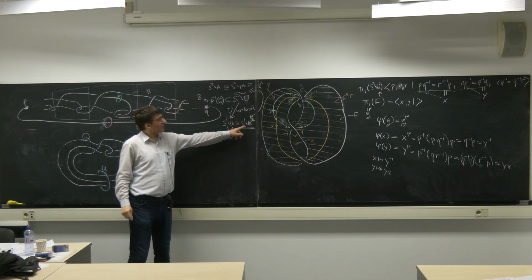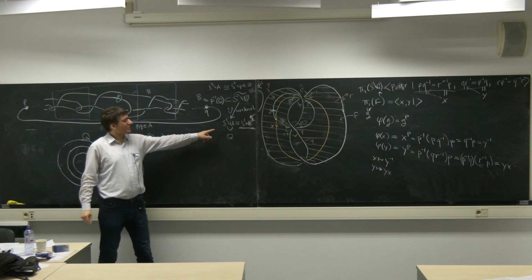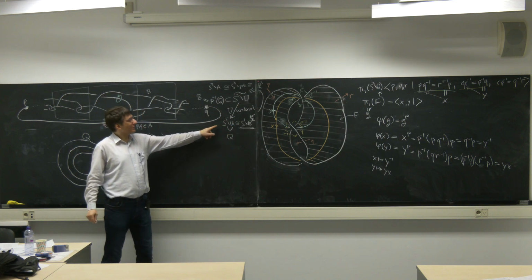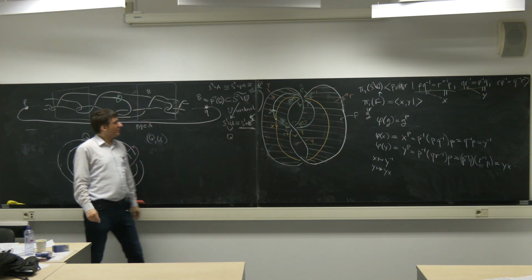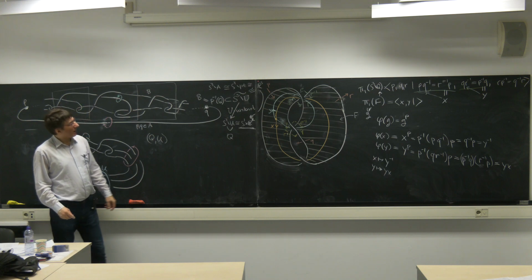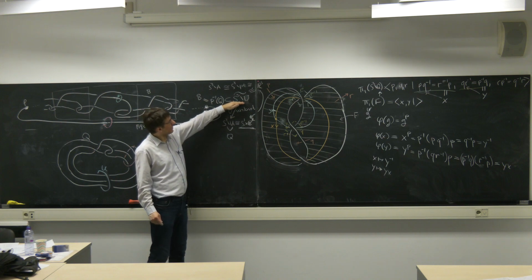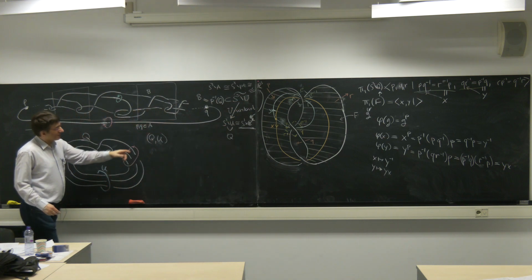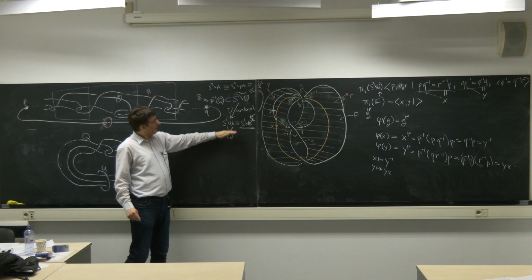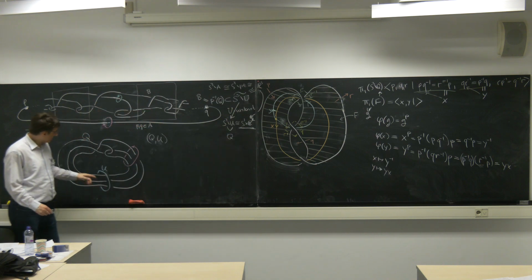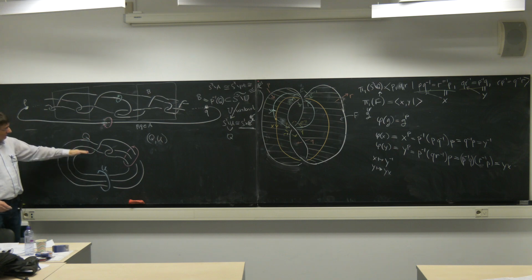But now this S1 cross R2 can be understood as a complement to the trivial knot, to the unknot U. And so we are taking the infinite cyclic cover of the complement to the unknot. On the other hand, in this complement to the unknot, I will find a certain knot Q, a certain tame knot. Here I show this knot.